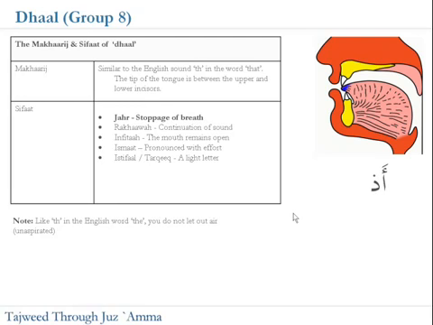ad. Now it says here you do not let the air out. So this is one thing you have to be a bit careful of. There's a stoppage of breath. So instead of saying adh, you have to say adh or idh, adh. So when the dal is sakin, you must not have the th at the end.